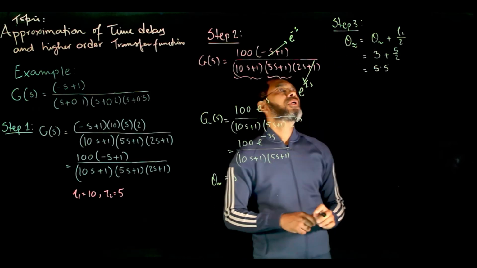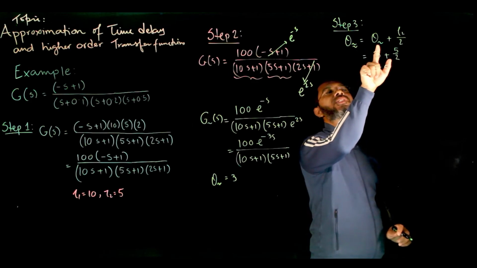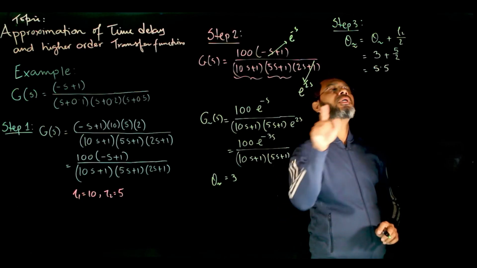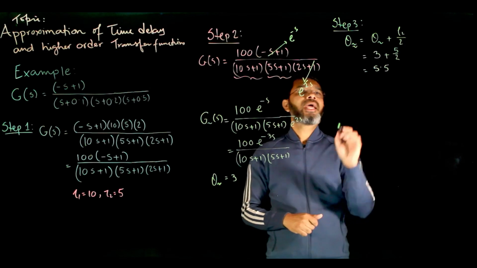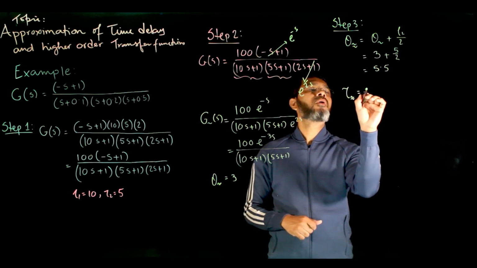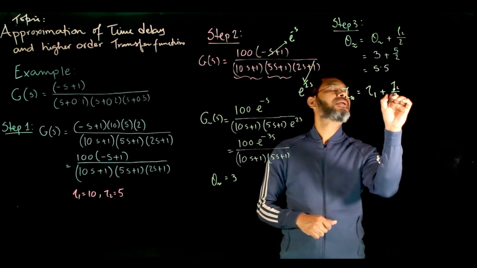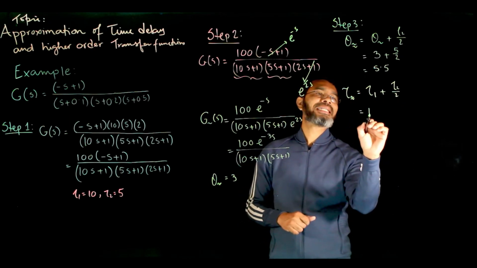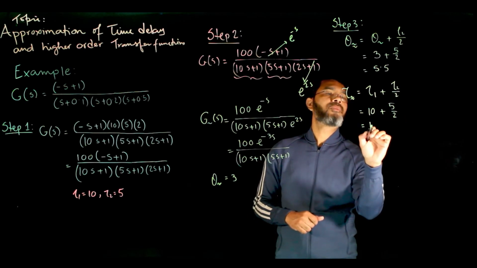So this is in step 3. We have to get the approximate value of the time delay. We have to add to this theta tilde, which we got in step 2, half of the second dominant time constant. Okay, and to get the approximate tau value, we'll have to add tau 2 over 2 to tau 1. So we'll have 10 plus 5 over 2, which is 12.5.